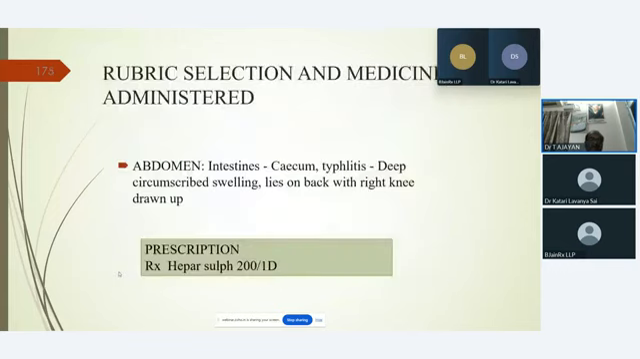Look here, the only one medicine, the beauty of our repertory: chapter abdomen, intestine, cecum, then typhlitis, which is another name for appendicitis, deep circumscribed swelling, lies on back with the right knee drawn up. Look here, it is the language of the patient. This is the classical patient presentation we see in our case, in our Materia Medica, and in our repertory. Cecum, typhlitis, deep circumscribed swelling, lies on back with the right knee drawn up. Only one medicine is there, per se.